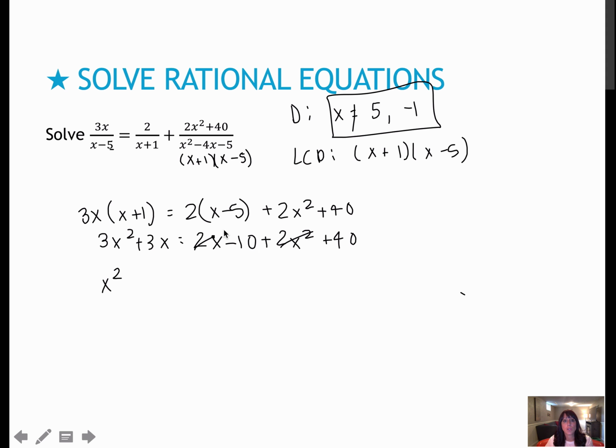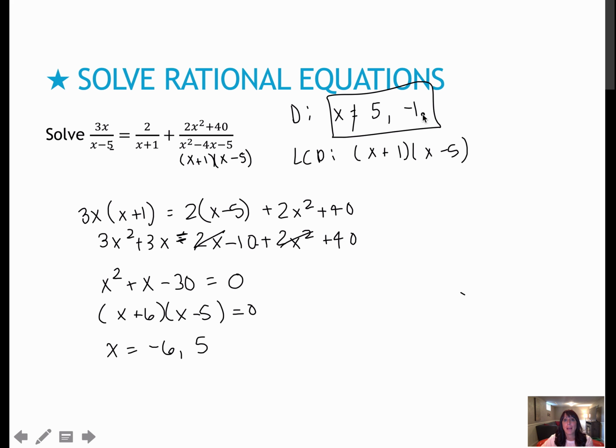I'm going to subtract 2x from each side, which gives me just a positive 1x on the left. And then on the right side I've got a minus 10 and a plus 40, so I have a plus 30. I'm going to subtract that, making it a minus 30 on the left side. Now, of course, I'm just going to factor. That gives me x plus 6, x minus 5, giving me my solutions of negative 6 and positive 5.